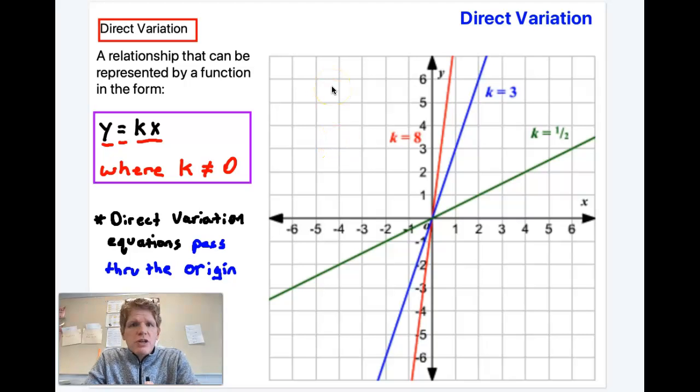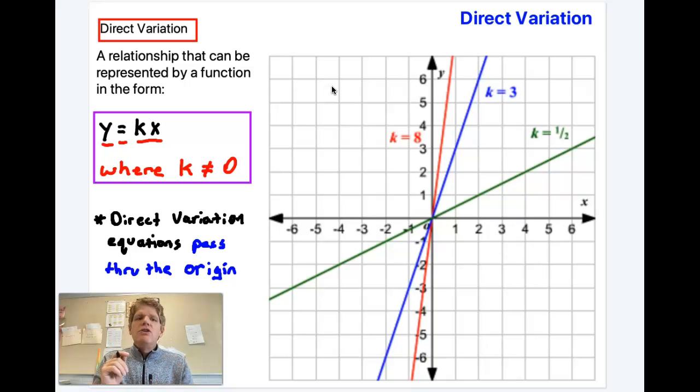In our last section, we talked about slope. We're going to build on that today by talking about direct variation. Direct variation is a kind of equation where one variable varies directly with the other. So as one variable changes, the other variable changes exactly with it in a specific relationship.